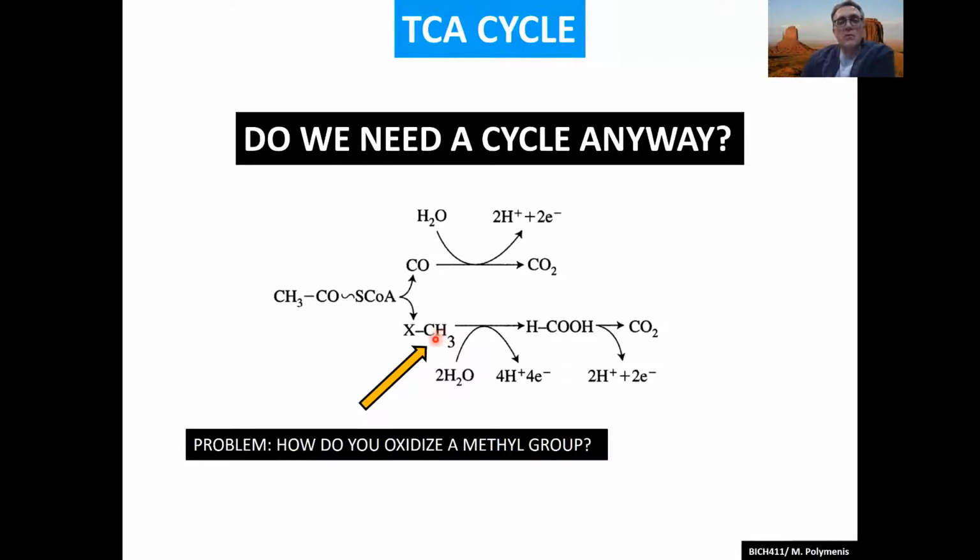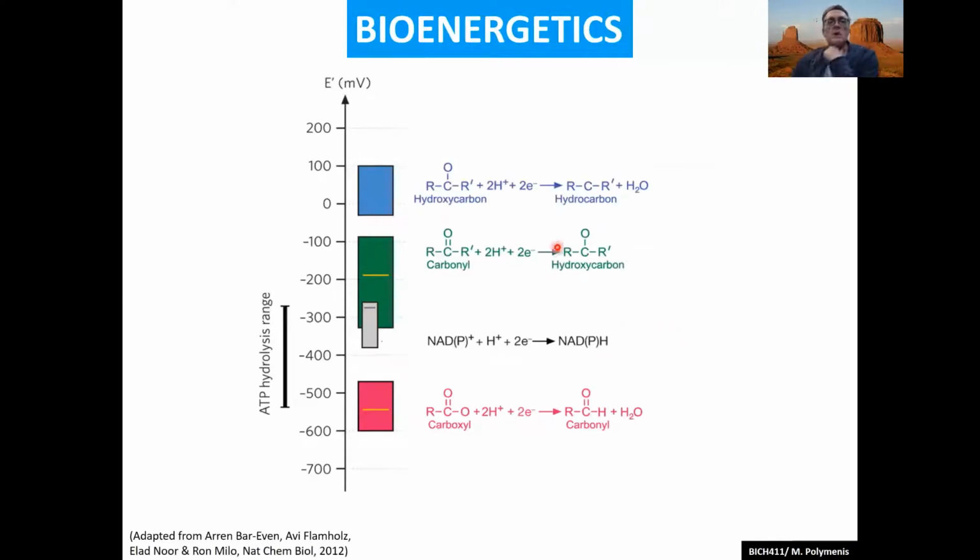So in theory, it could happen, okay? You find something and you oxidize it down to a carboxyl group and then you lose it as CO2. In theory, what would you need for that to happen? And that is shown from our scheme. So you really want to write this reaction, hydroxycarbon to hydrocarbon. The methyl group is really on the hydrocarbon state here, and you want to reverse it.